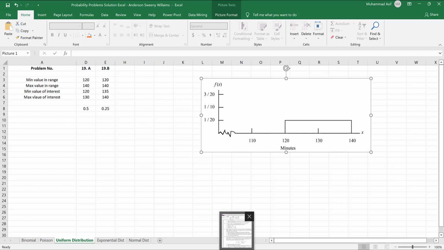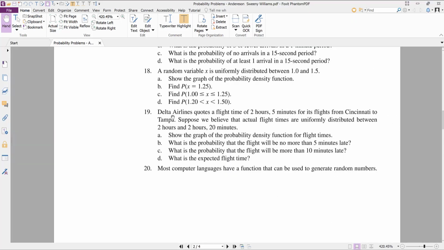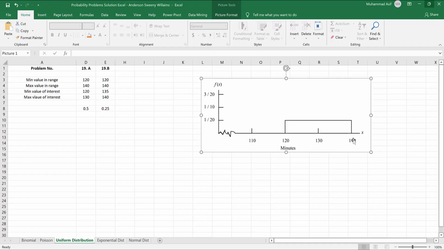Here's an example. It's question number 19. It says that Delta Airline quotes a flight time of 2 hours and 5 minutes, which means 125 minutes, for a particular flight. Suppose we believe that the actual flight times are uniformly distributed between 2 hours and 2 hours and 20 minutes, which means they are distributed between 120 and 140 minutes. If we make a graph of this, it will be a graph from 120 to 140, with the flight time uniformly distributed between these two limits.